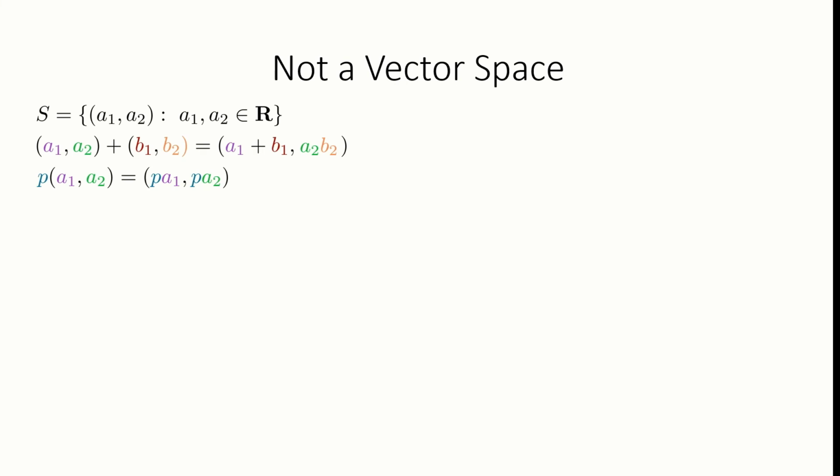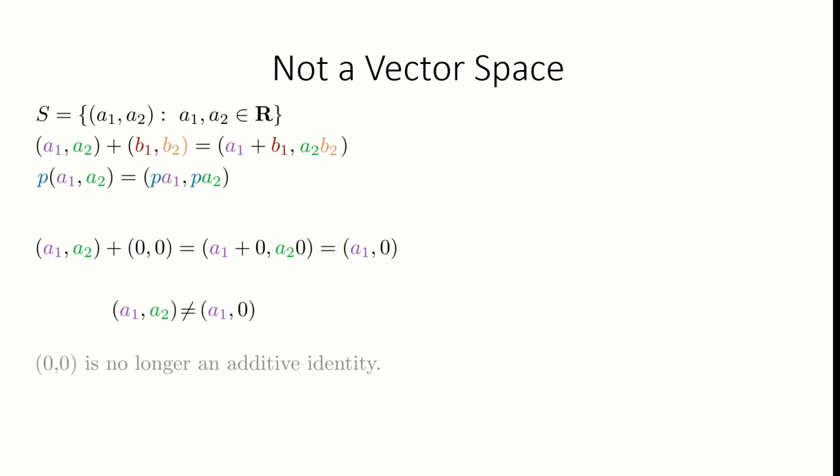Now let us see if the ordered pair 0, 0 is the identity vector or not. Let us add it to an ordered pair, and the resulting ordered pair is not the same. So the ordered pair 0, 0 is no longer the identity vector in this case. What is the identity vector for this set under the given addition operation?